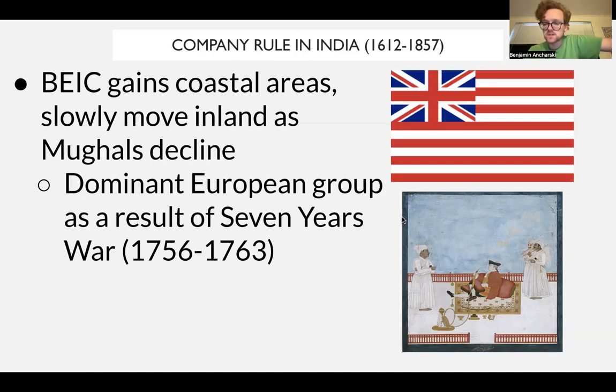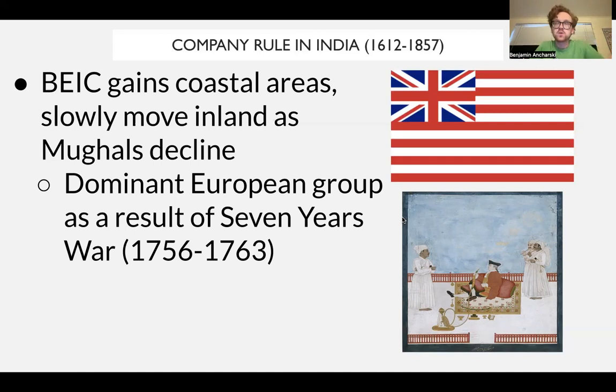The British government sends over their military to help out the East India Company, basically kicking out the Portuguese, the French, and the Dutch. I should say that there are still at least some Portuguese and French coastal areas, but for the most part, the dominant power is the British. So the British emerge as the dominant European trading power in India.